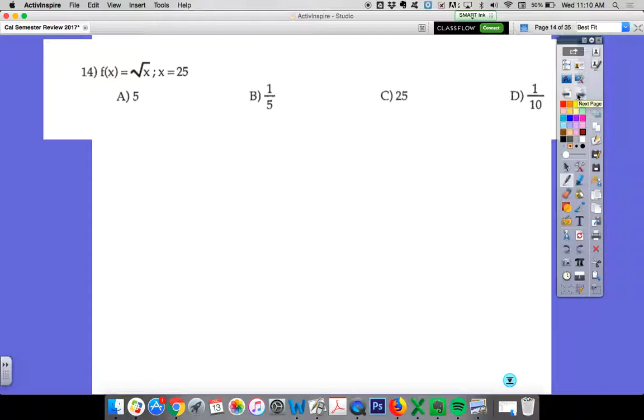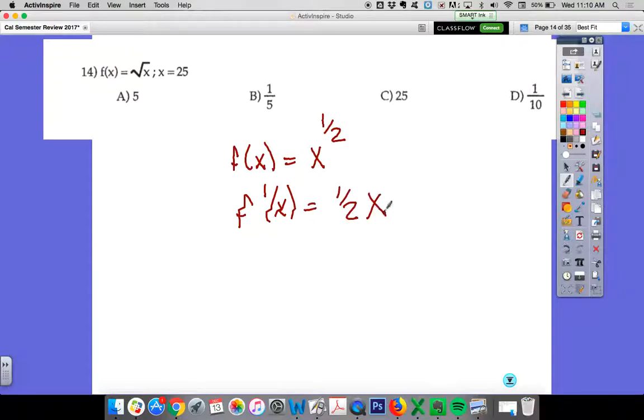Okay, now the instructions are the same. You're going to take the first derivative and plug that in. So what do you need to do to that before you take the derivative? Yeah, rewrite it, and that's x to the what power? Half. Okay, so now let's do the first derivative. Bring our half down, and remember we subtract 1 from the exponent, so it's going to be negative 1/2.